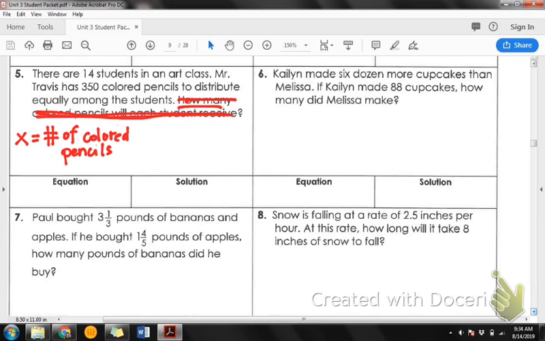Do we have a total of something? What do we have a total of? 350, right? So we know that's going to be our equals. Something has to equal 350.